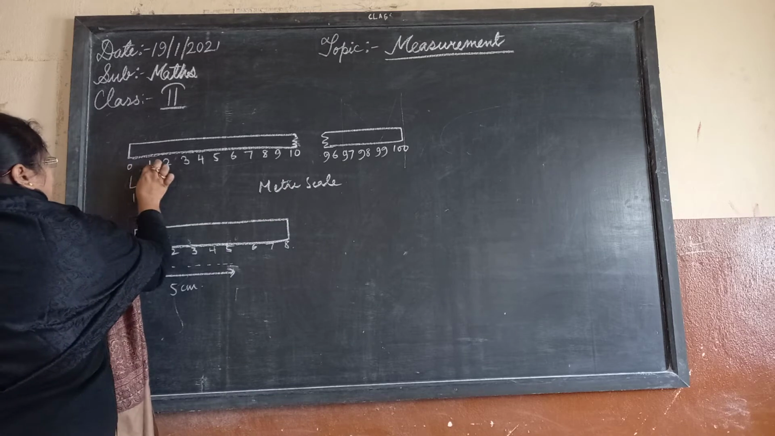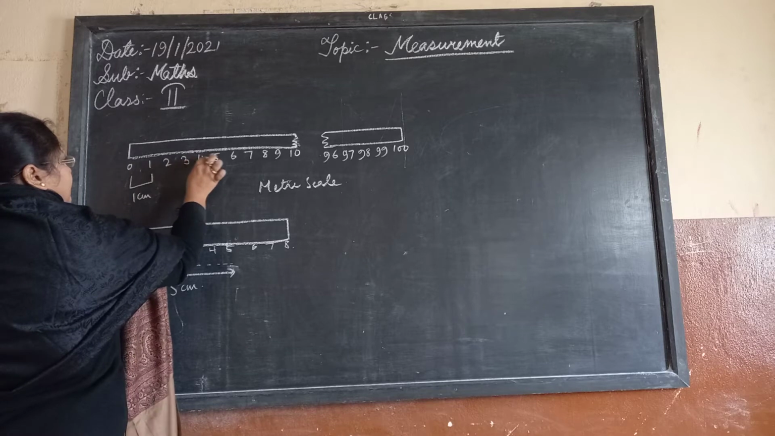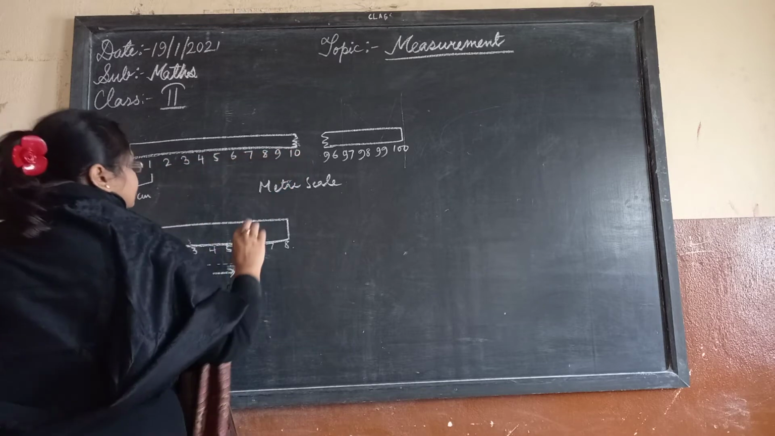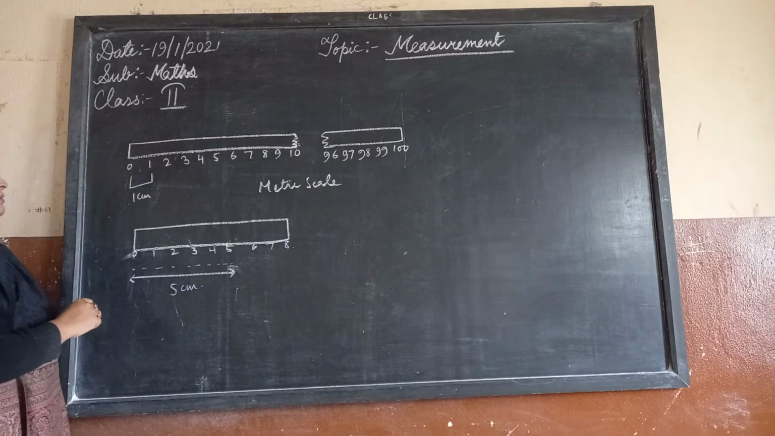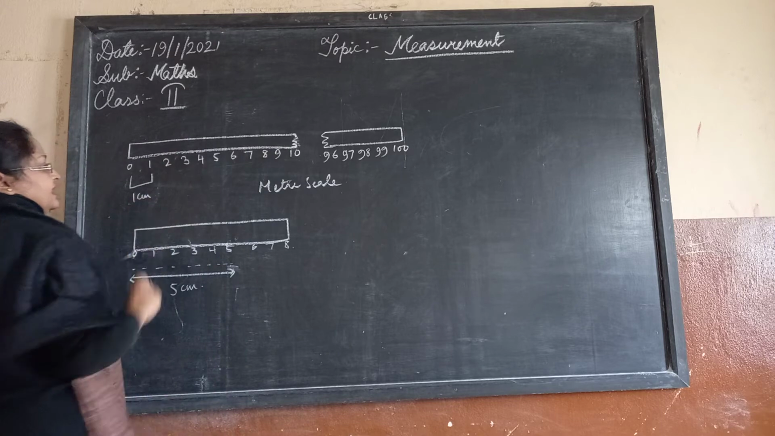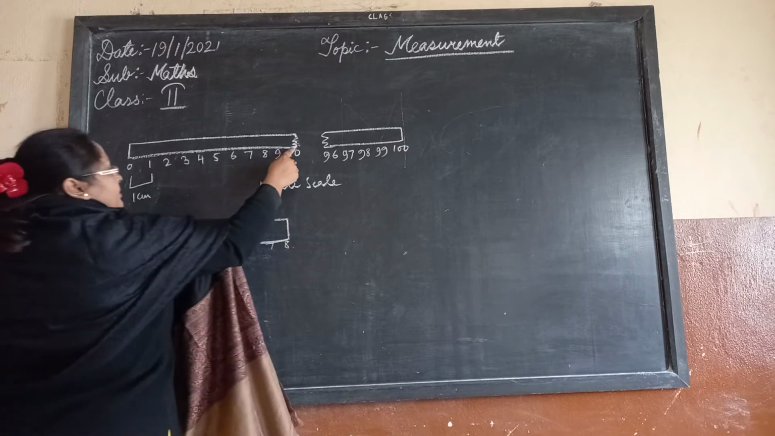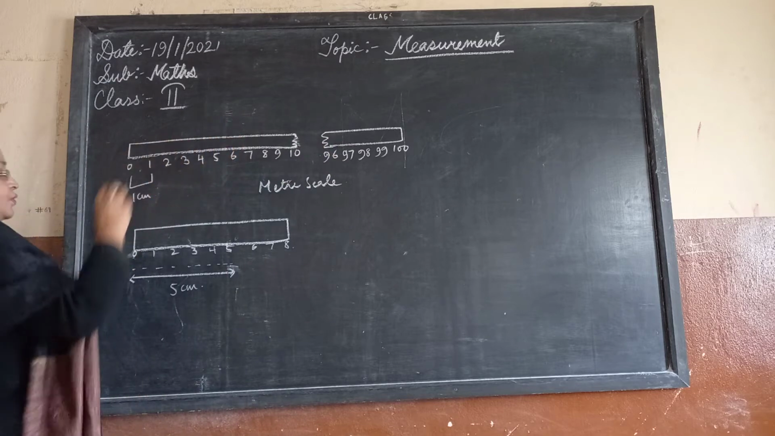So 0 to 1 is 1 centimeter. 1 to 2 is again 1 centimeter. Just like this, it is increasing. How do we take the measurement from this particular meter scale? You will measure the clock from here to here. It will be 10 centimeter. Then again measure the clock from 10 to 20, then 30 to 40, and so on.